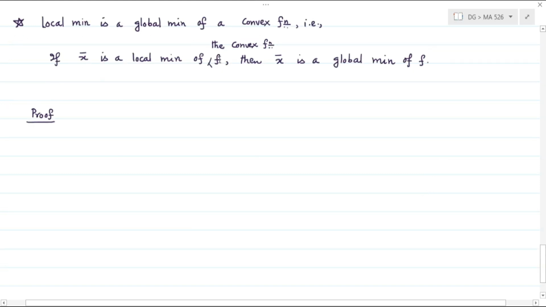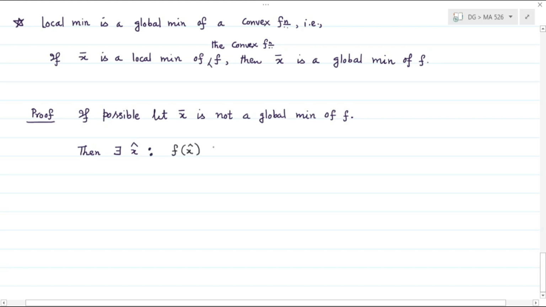Here you note that we have not assumed the function f to be differentiable. It is any convex function, even non-smooth, which is not differentiable. For that also this result is true. Anyway, let me prove it. The proof will be by the method of contradiction. So let's suppose, if possible, that x bar is not a global minimum. If this is so, then there exists at least one point, let's say x cap, such that the function value at x cap is smaller than the function value at x bar, right? So here let's suppose I have the point x bar and the point x cap.